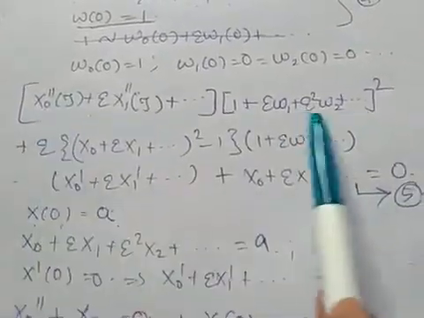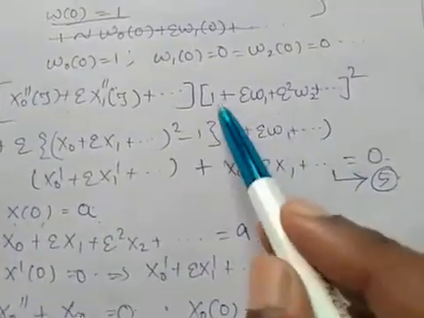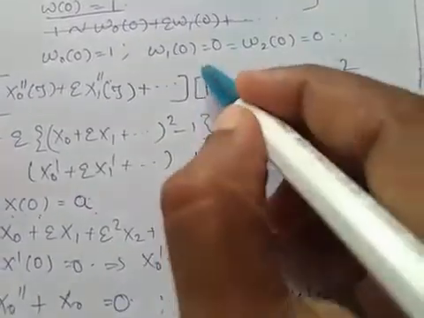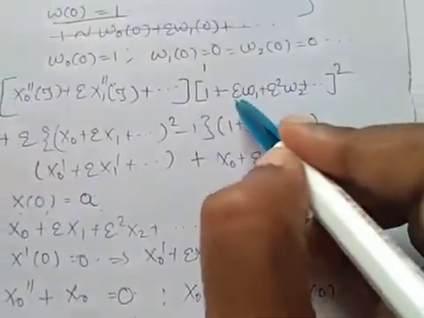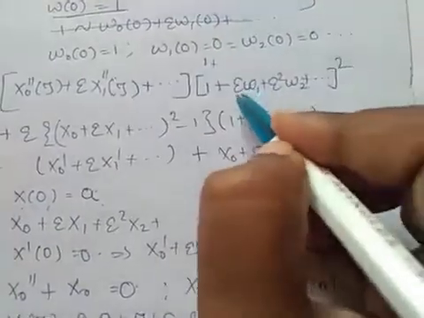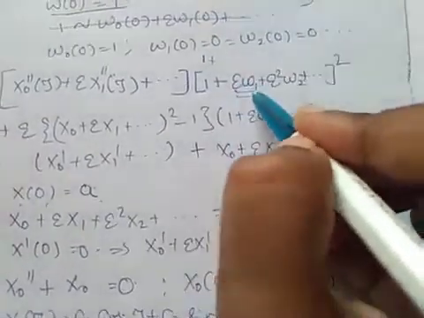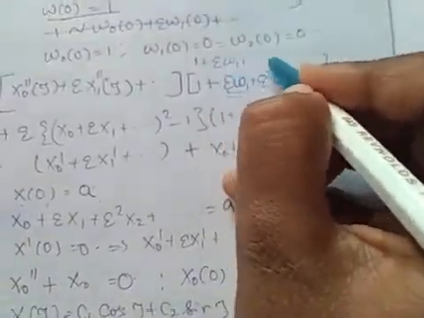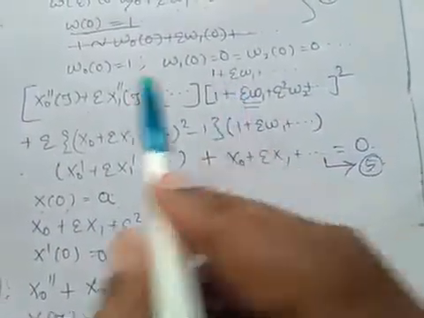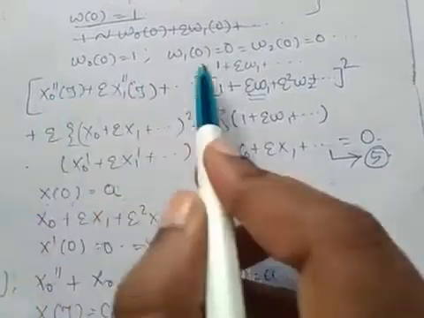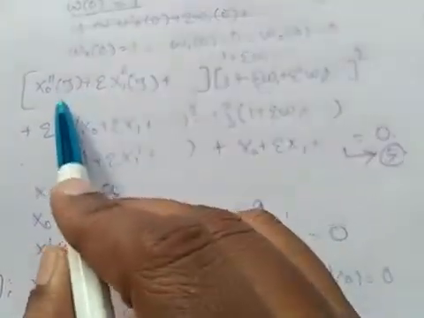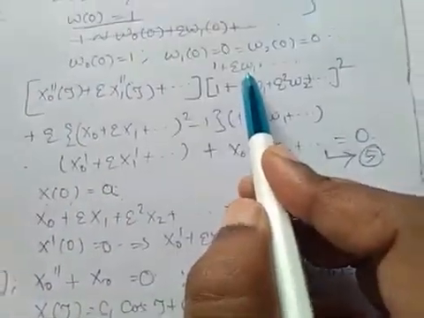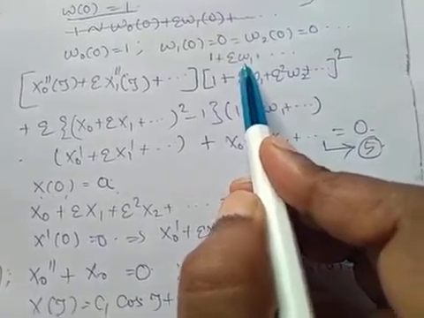So, when we expand it again, first term will be 1. Second term will be multiplied with epsilon omega 1 into 1, etc. Here x naught double dash is multiplied with this, meaning constant x naught double dash. When we multiply here, we will get omega 1.